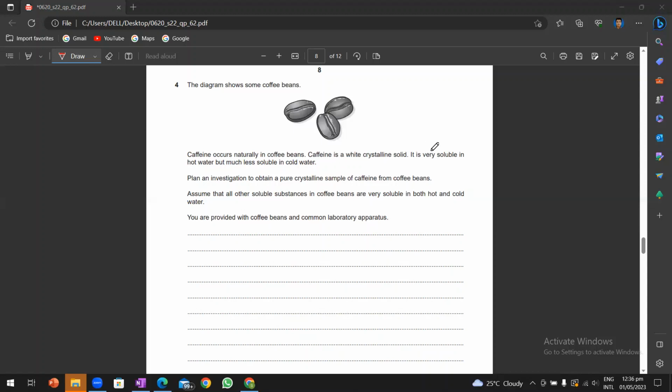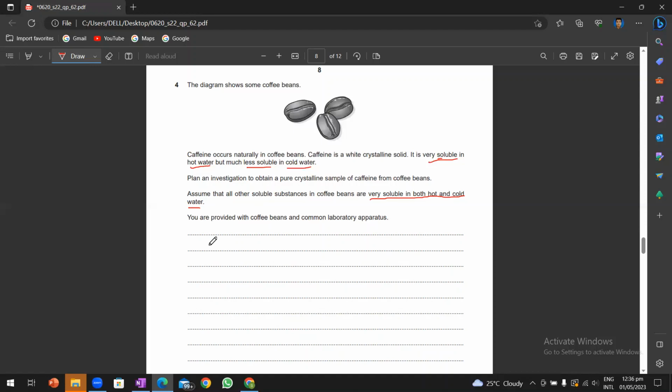And the next information that is given in the question is about caffeine, that it is very soluble in hot water but less soluble in cold water, whereas the other substances which are present in coffee beans are very soluble in both cold and hot water. So this difference in solubility can be used to separate different solids.